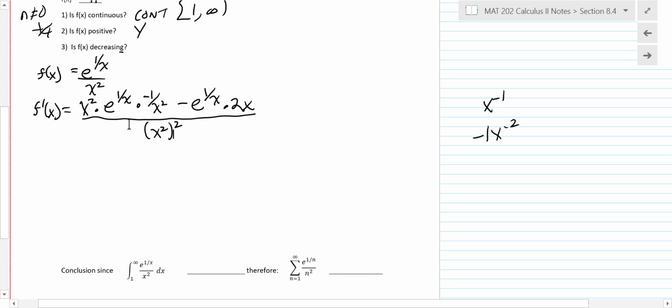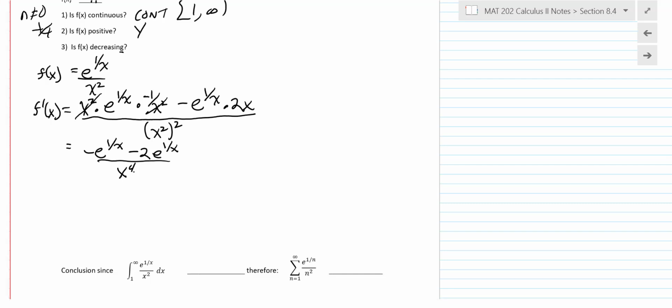So I want to kind of clean that up, do the sign chart and see if this function's decreasing the way we need it to decrease to do the integral test. Okay, so let's see, it looks like what you'd have is that would cancel, leaving negative e to the 1 over x, and then this would be minus 2 e to the 1 over x, and then all over x to the 4th power like that. Okay? Now what I'm going to do on this is we're going to try to find critical points that are within the bounds of the series. Okay, so what I'm going to do is set this equal to 0.